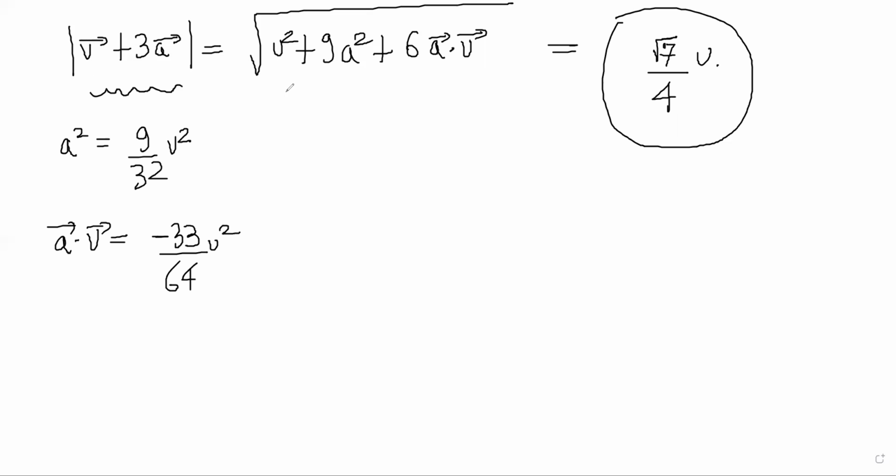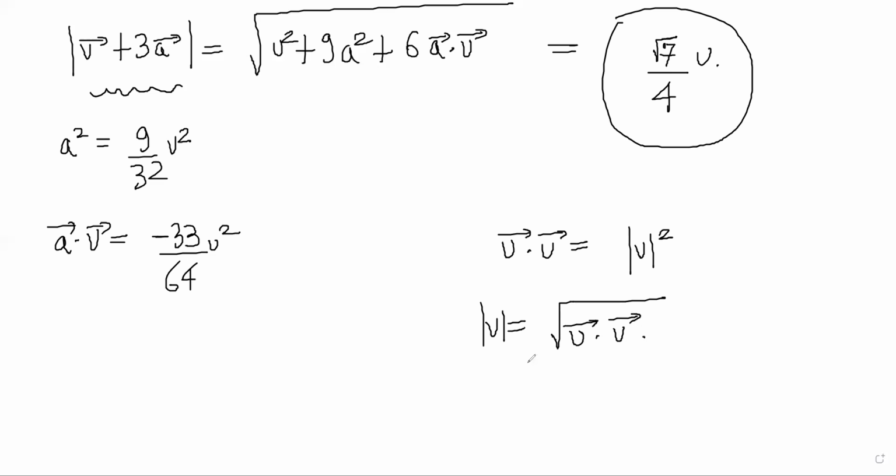So I hope you understood how we are doing it. You should be able to handle these vector operations. V dot v will be equal to mod of v whole square. So therefore mod of v can be written as root over v dot v. That is what we are doing here, right? Okay, let's move on to the next question.